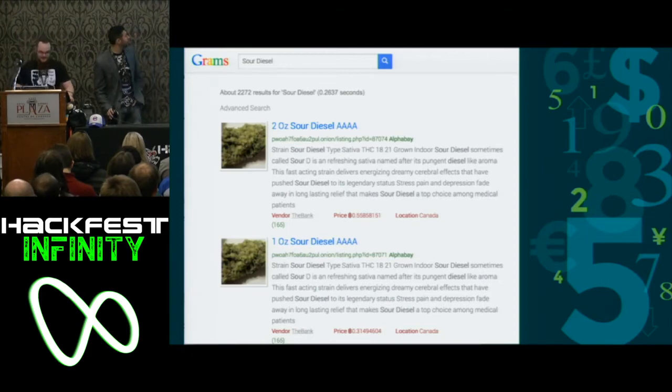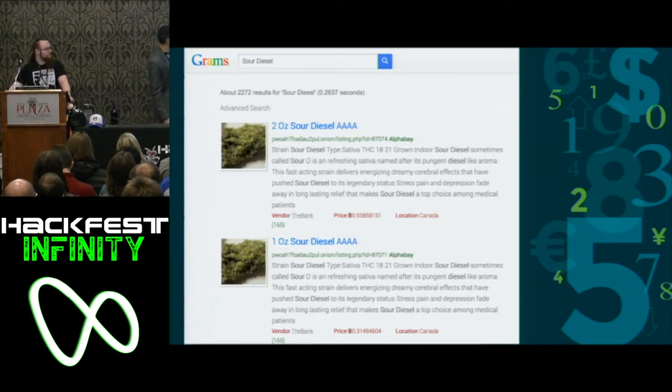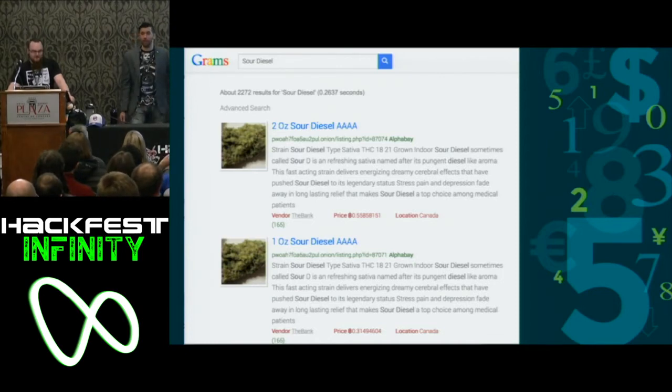Yeah. And so what you have here is just searching for sour diesel, a popular medical marijuana in the States. And what is really surprising, and I'll read this to you because I know it's a lot of text, what I like is the description: This fast-acting strain delivers energizing, dreamy, cerebral effects that have pushed sour diesel to its legendary status. Stress, pain, and depression fade away in long-lasting relief that makes sour diesel a top choice amongst medical patients. That is a legitimate marketing statement.